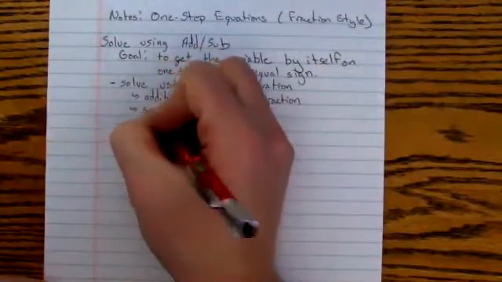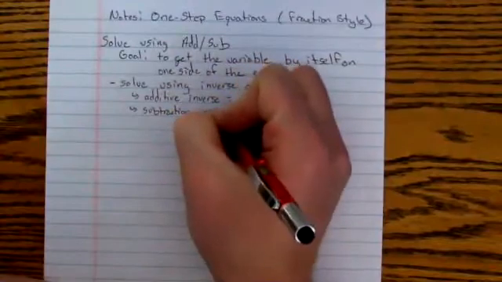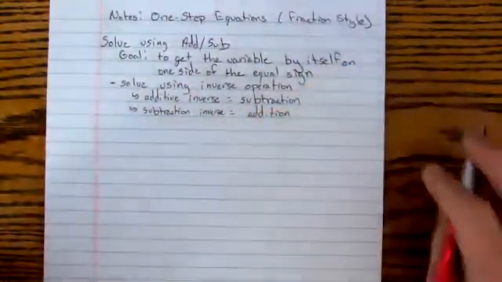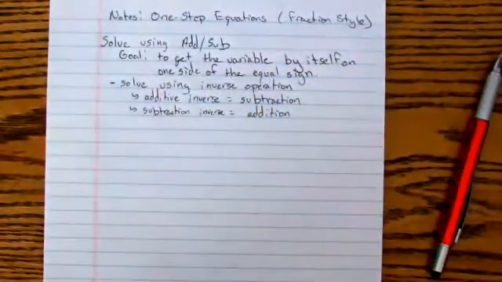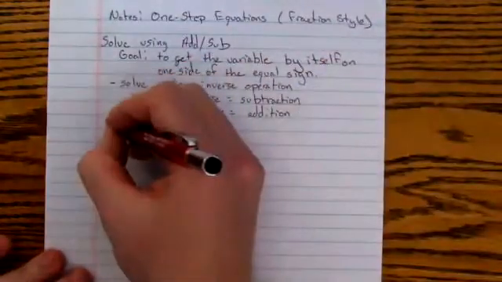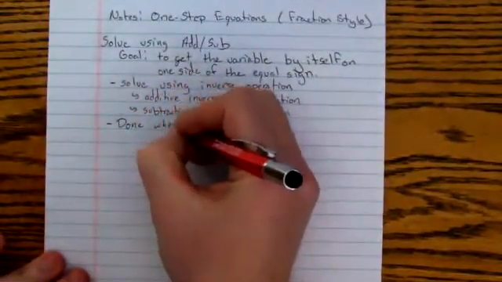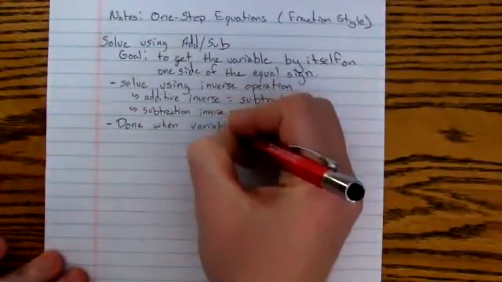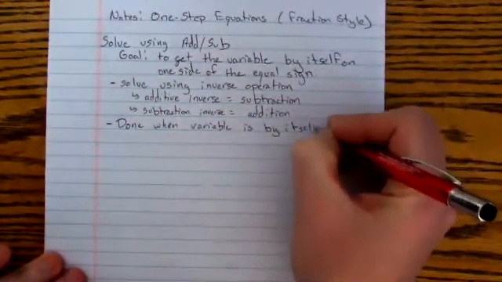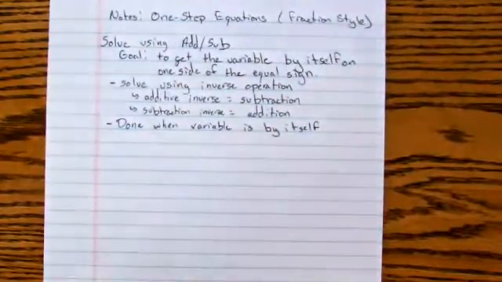And the subtraction inverse is addition. So when you see an equation that has subtraction, use addition. And then how do we know we're done? We are done when the variable is by itself. All right? So we're like, I am done because the variable is by itself.